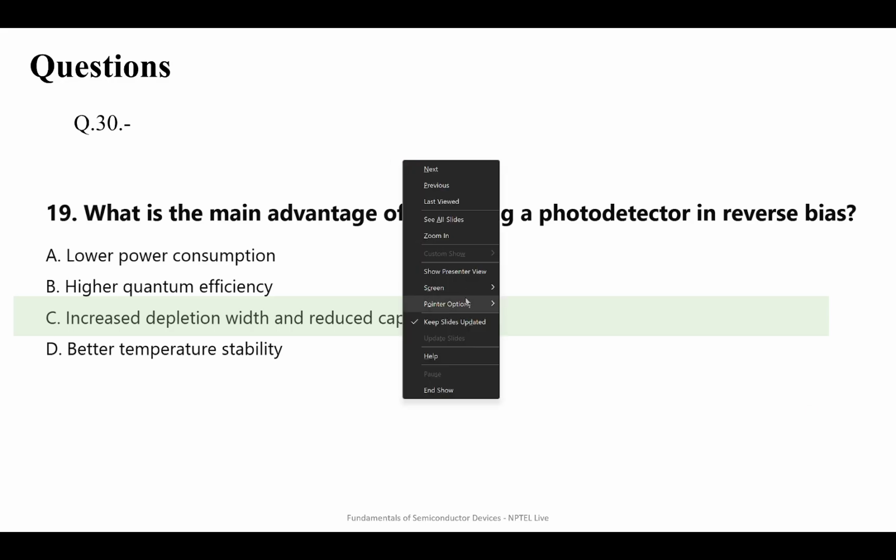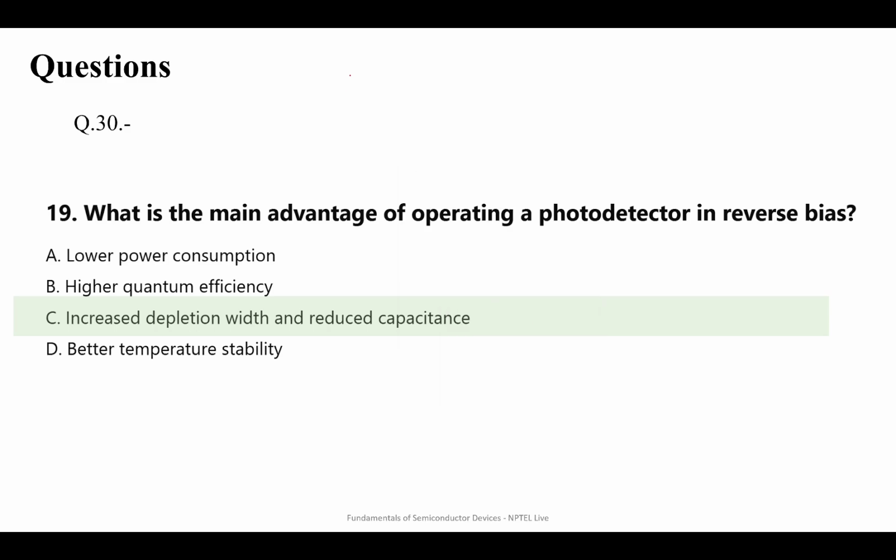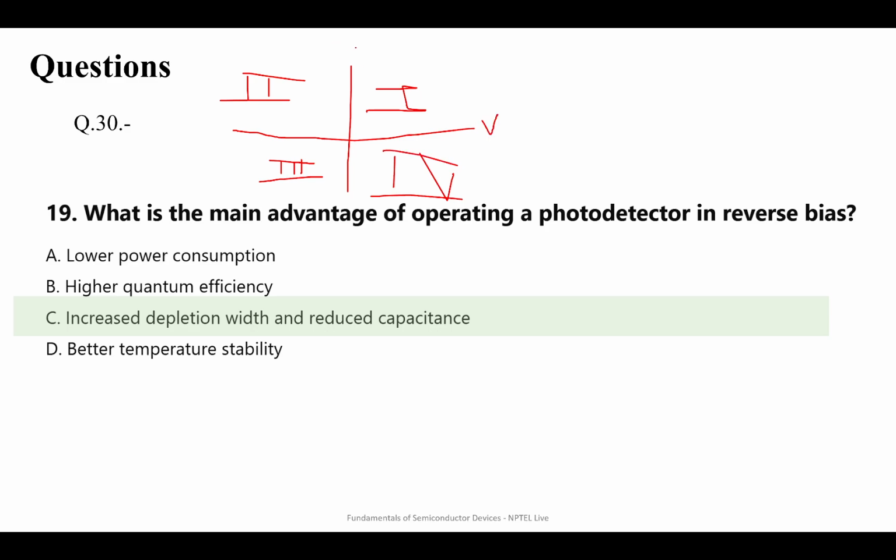So like I was showing, this is your first quadrant, this is your second quadrant, this is your third quadrant, and this is your fourth quadrant. This is the I-V curve. So your LEDs operate in the first quadrant region. You give a positive voltage, and you get your light emission.